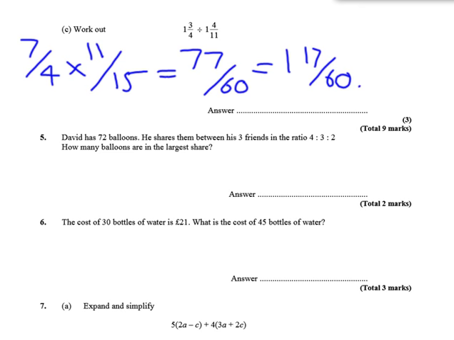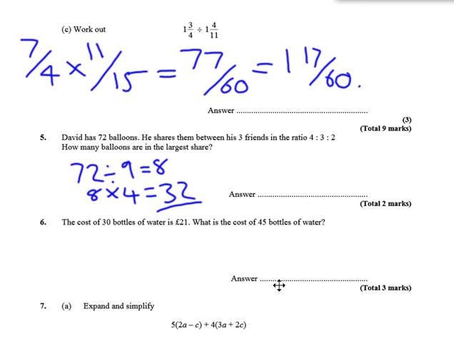So for question 5, we welcome Zahira to the board. So we've got 72 balloons to be shared in the ratio 4 to 3 to 2. She's going very fast. 4, 3, 2 makes 9 shares. So 72 divided by 9 is 8. So 1 share is 8. The largest share is 4 shares. So 4 times 8 is 32. Thank you, Zahira.